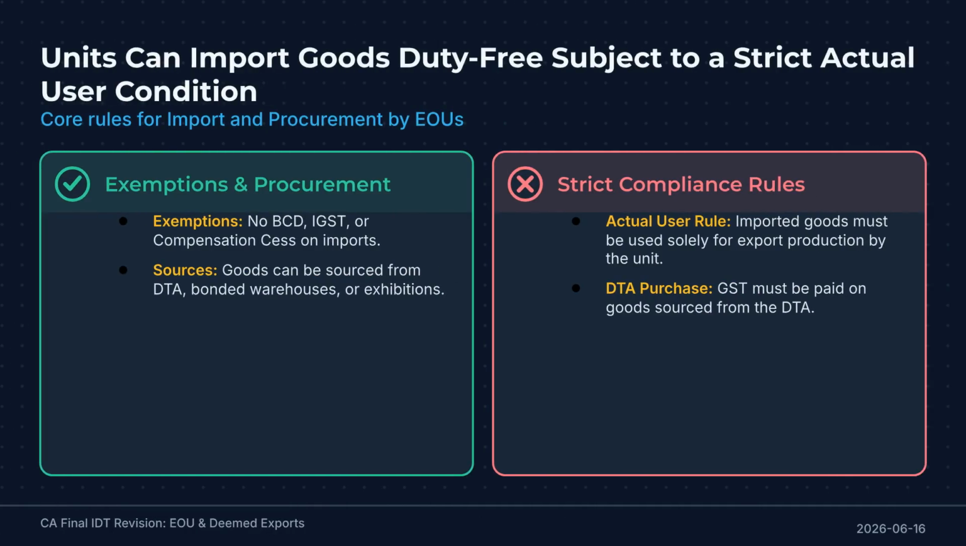One of the biggest attractions of these schemes is duty-free procurement. Units can import goods required for their operations without paying basic customs duty, IGST, or compensation cess. Procurement can also be made from domestic tariff area units, bonded warehouses, and even international exhibitions held in India. However, all imported goods remain subject to the actual user condition. This means the imported goods must be used by the unit itself for approved export activities and cannot be freely diverted elsewhere. Also remember that purchases from the DTA attract applicable GST.